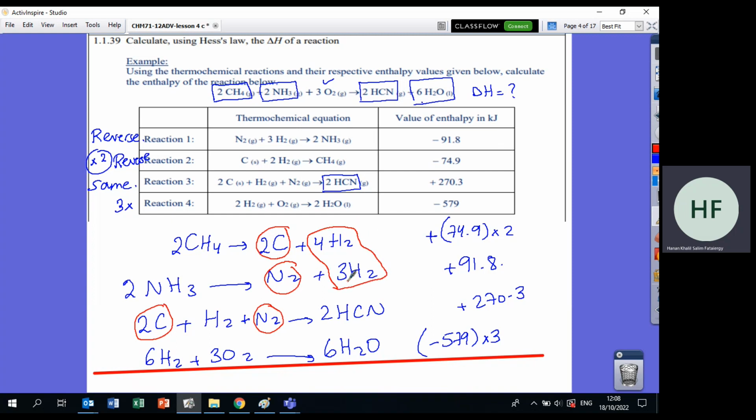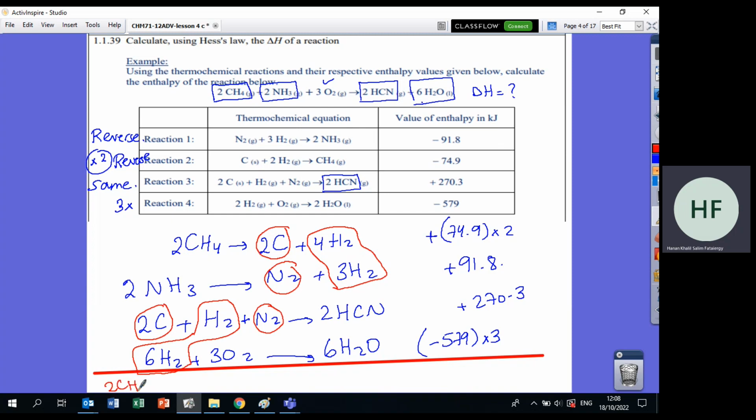These are both in the product, so this is 7H2. Here I have 6H2 and 1H2, so this is also 7H2. 7 and 7, this will cancel each other. Now anything else to be cancelled? Finished. Now what is left?